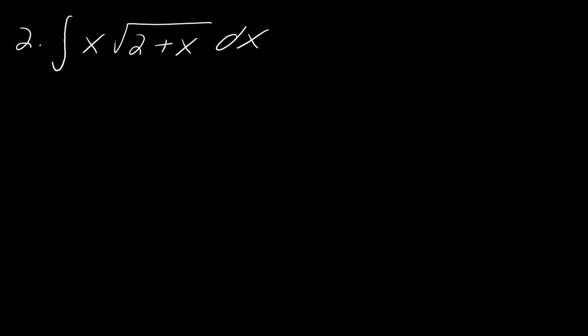So for number 2, now I need to integrate x times the square root of 2 plus x. This is very similar to the first problem. In this case, my u is going to be 2 plus x. My du will be dx. Now you'll notice that I've substituted out this part here. The dx is gone, but for this x I'm going to have to manipulate my u. So if u equals 2 plus x, then x equals u minus 2.